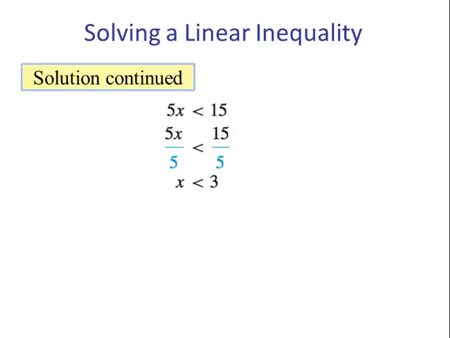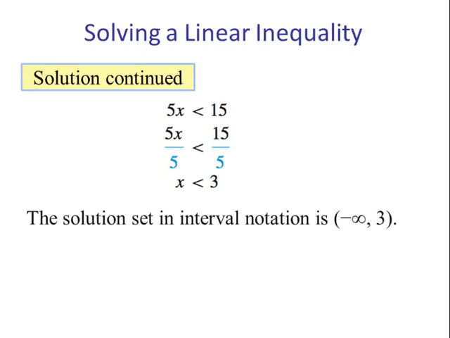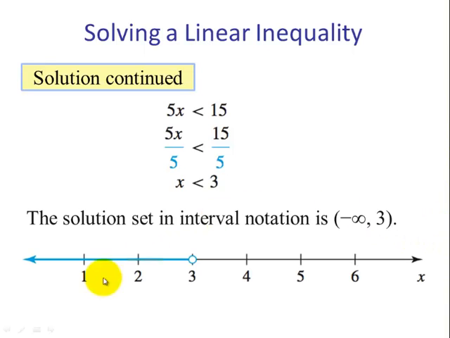Next, we divide by 5, and we see that x is less than 3. So that's the inequality. In interval notation, we have negative infinity, comma 3, parenthesis. This is our graph. So we want all numbers that are less than 3 or to the left of 3, but it can't equal 3.